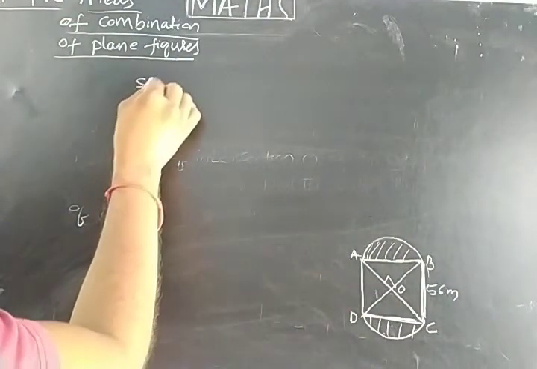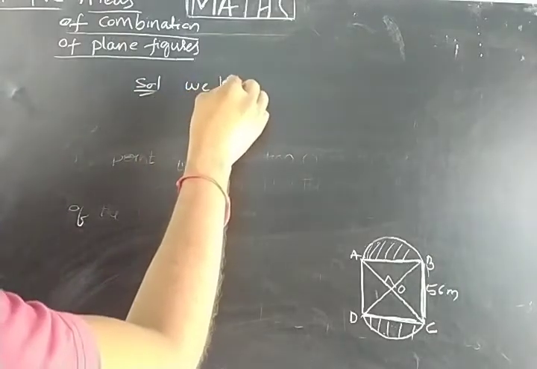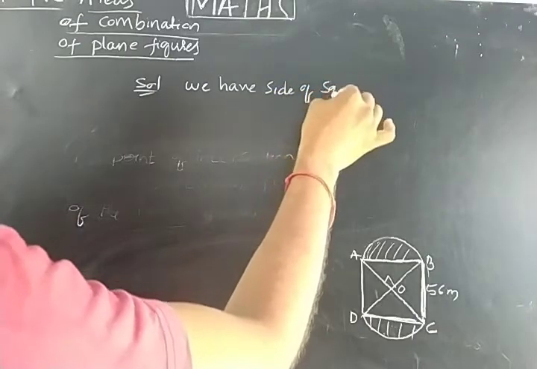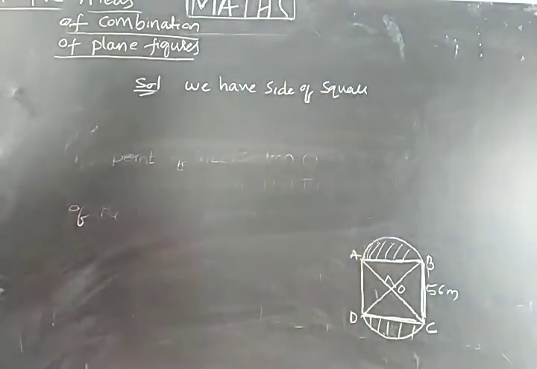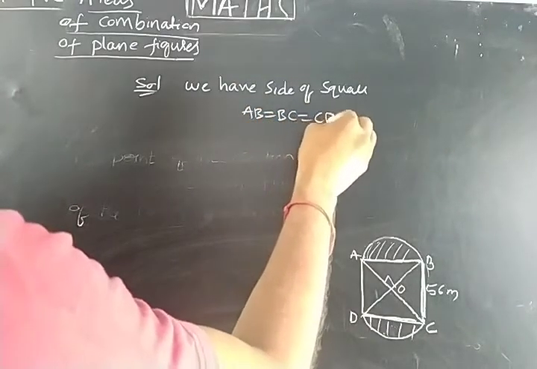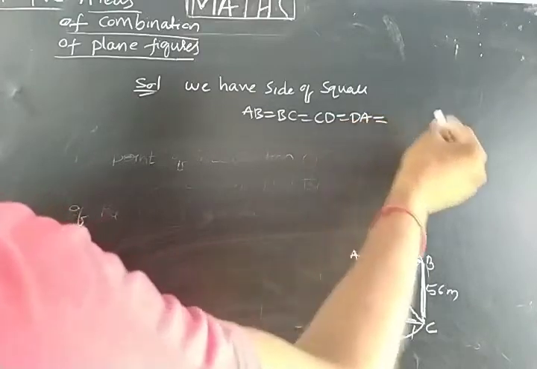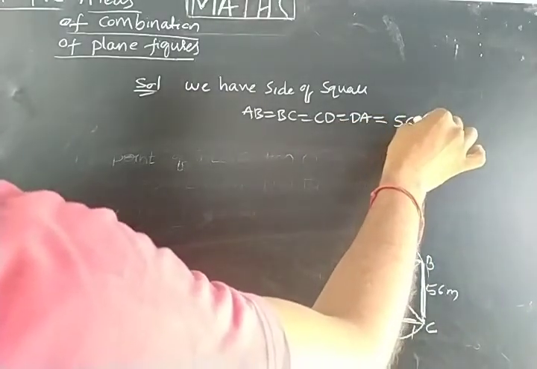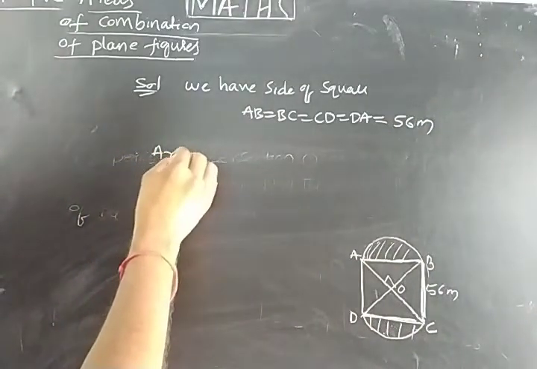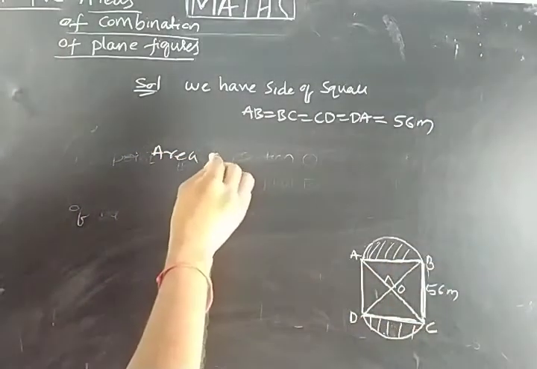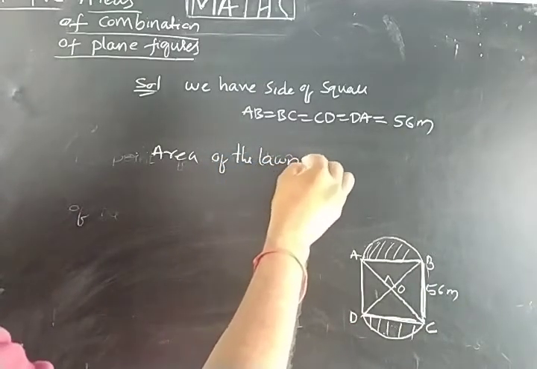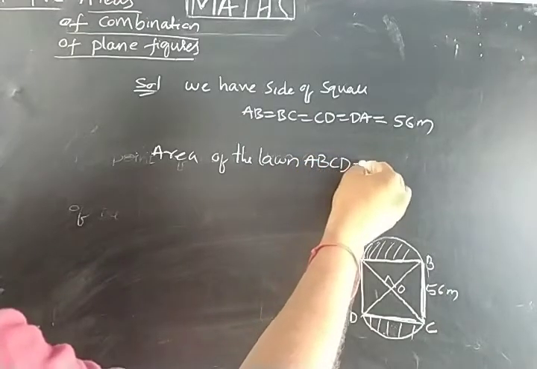Now the solution. We have the side of the square, AB, BC, CD, DA is equal to 56 meters. Now I will find the area of the lawn. First of all I am going to find the area of the lawn ABCD.